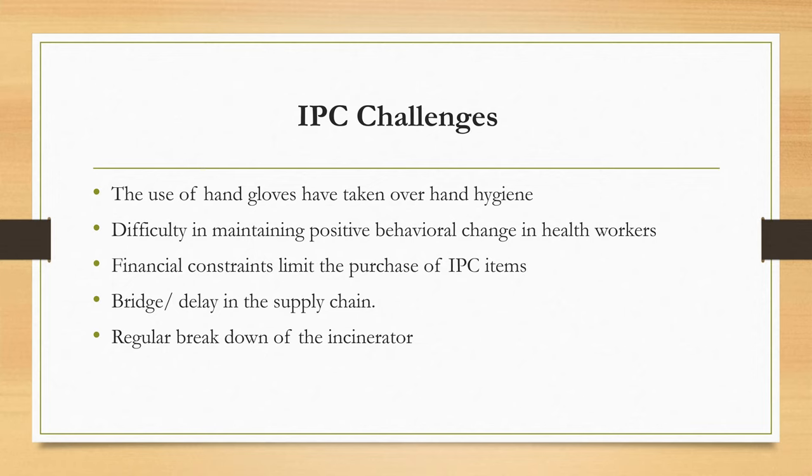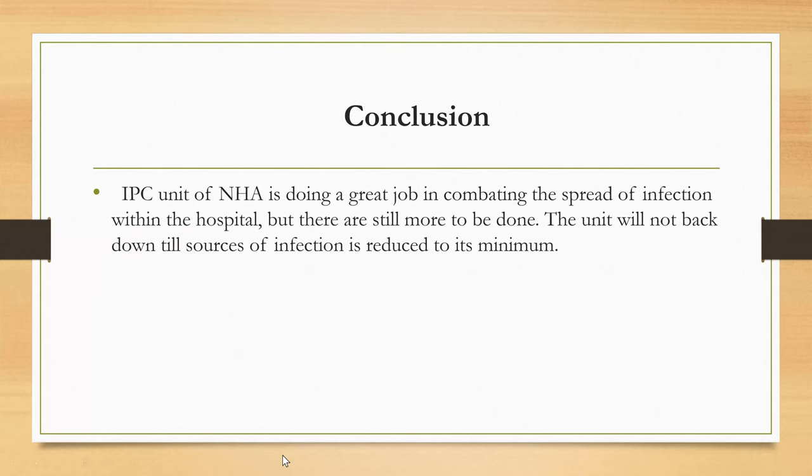Then once in a while, we have financial constraints in purchasing IPC items. There's equally a breach in the supply chain when it comes to the procurement department, where the supplier has not brought the items or the procurement department has not requested fresh supply. Then there is the regular breakdown of our incinerator, but with the new incinerator, I pray that this problem is solved and they won't have problems with the incinerator again.